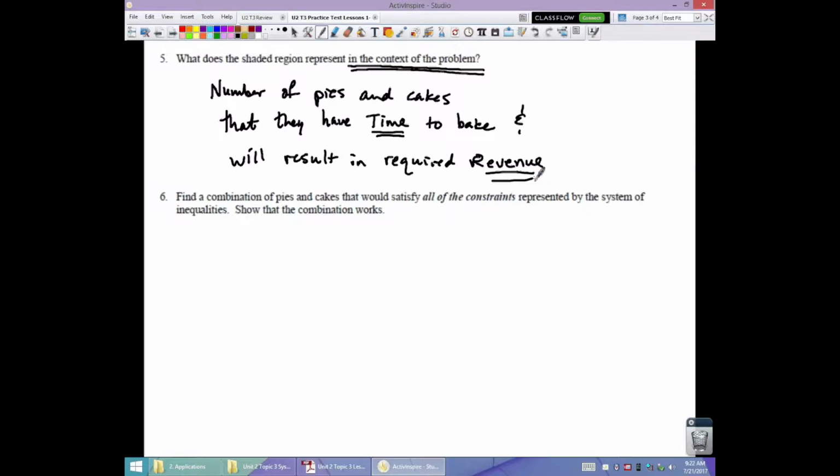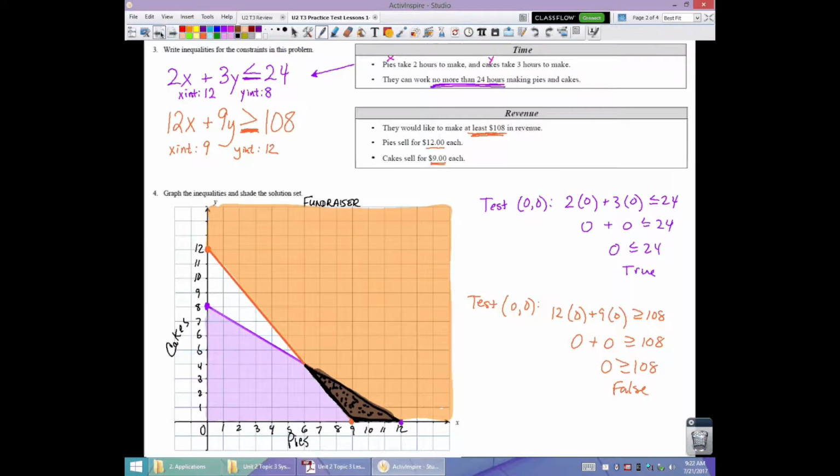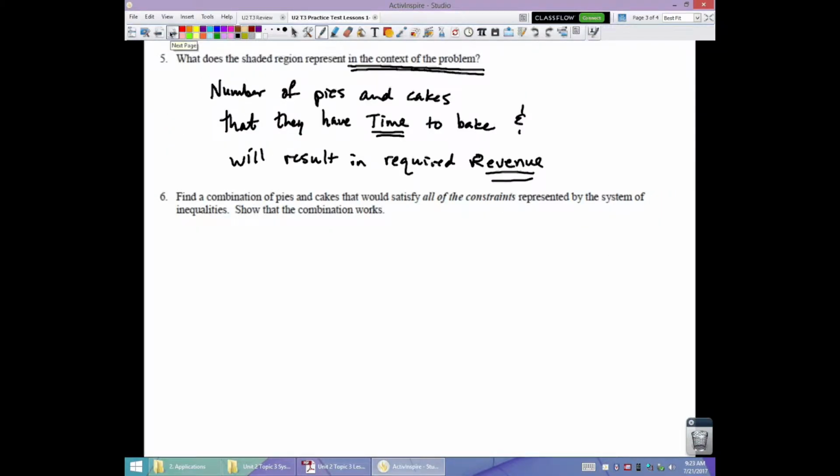So where did I get that answer? Well, the double shaded region always represents all the points that will work for both inequalities. So I had to ask myself, well, in this context, what does every point on this graph represent? Well, every point, whether you're in the purple, the orange, or no shaded region, represents a number of pies and a number of cakes. So I said it represents a number of pies and cakes that now work in both.